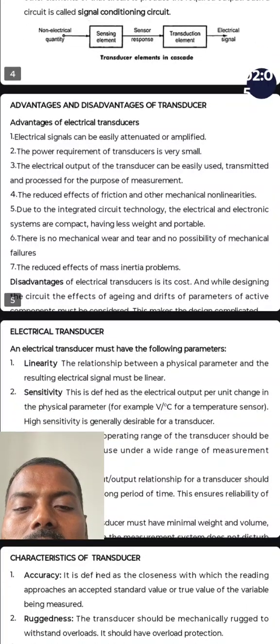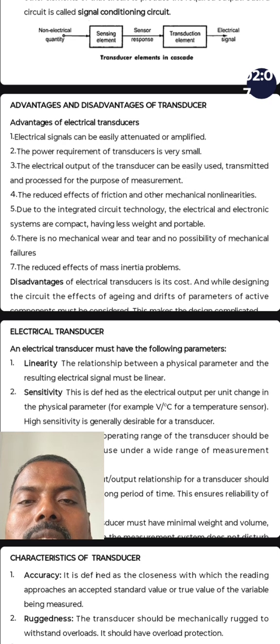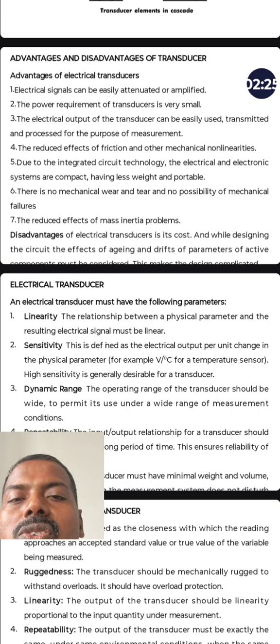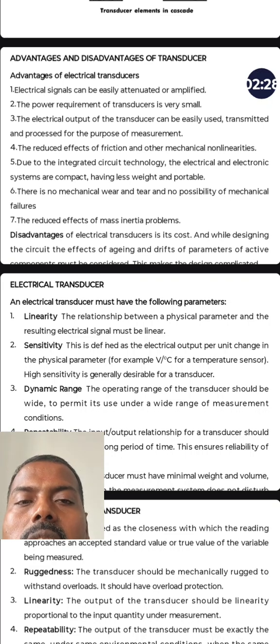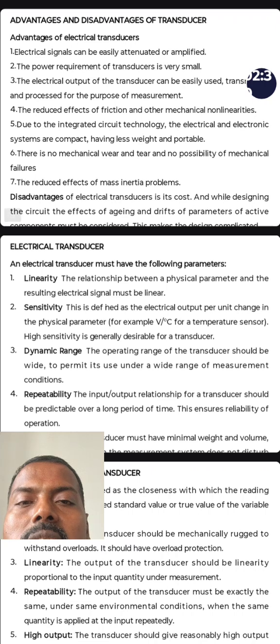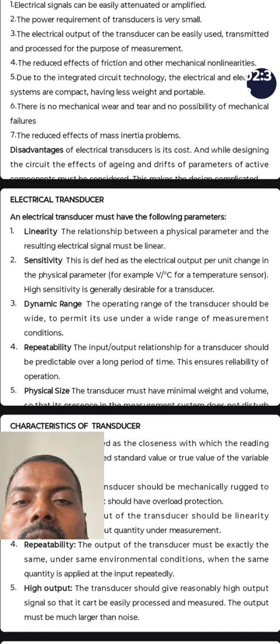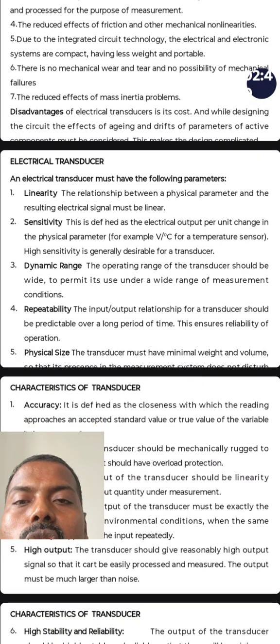So, the advantages of the transducer. The electrical signal can be easily attenuated or amplified. The power requirement of the transducer is very small. The output of the transducer can be easily used, transmitted and processed for the further purpose of measurement. It reduces the effect of friction and other mechanical non-linearities, and with integrated circuit technology the system is compact, light in weight and portable. There is no mechanical wear and tear, and it reduces the effect of mass inertia problems.